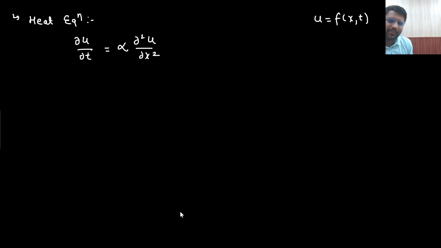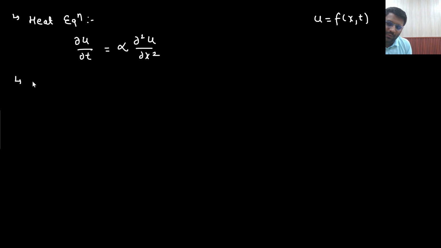So always remember, sir, my u will be a function of x and t. There you go. So sir, in the heat equation, u will be differentiated with respect to t once, but with respect to space twice. And here it will be multiplied with some constant. This is your heat equation.